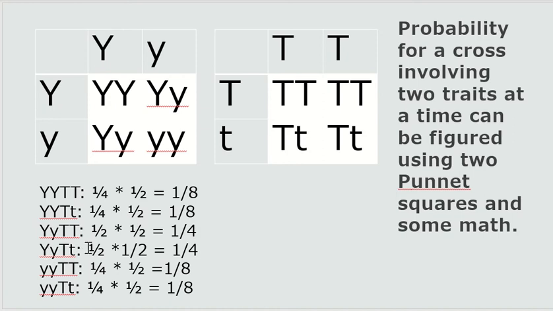Heterozygous for both traits. For seed pod color, 50% heterozygous. For plant height, 50% heterozygous. So it's 1/2 times 1/2. 1 times 1 is 1. 2 times 2 is 4. The probability is 1/4.